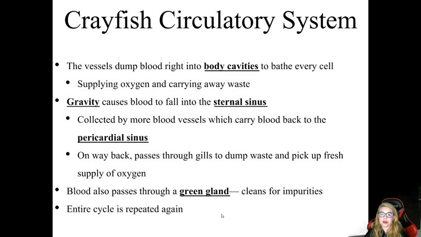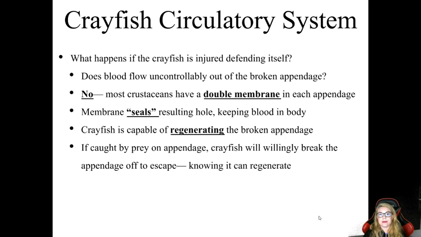And so this is an important thing because we want to clean out anything that could be harmful to the crayfish before it's part of the circulatory system and then drenching all those cells. You wouldn't want all the cells and tissues of the crayfish's body to have impurities and things that are harmful to it. So this passage through the green gland is very, very important. Okay, and as I said, the cycle will repeat.